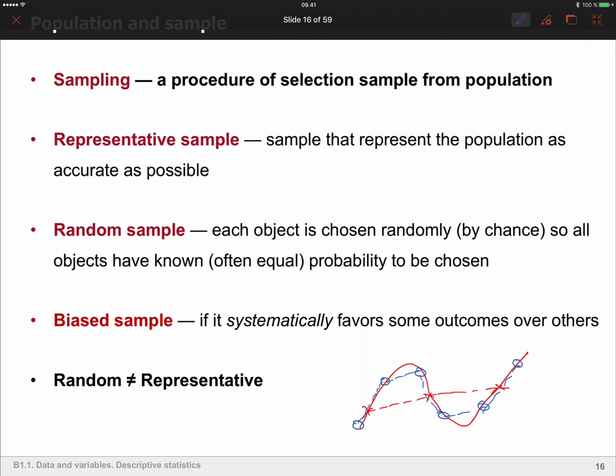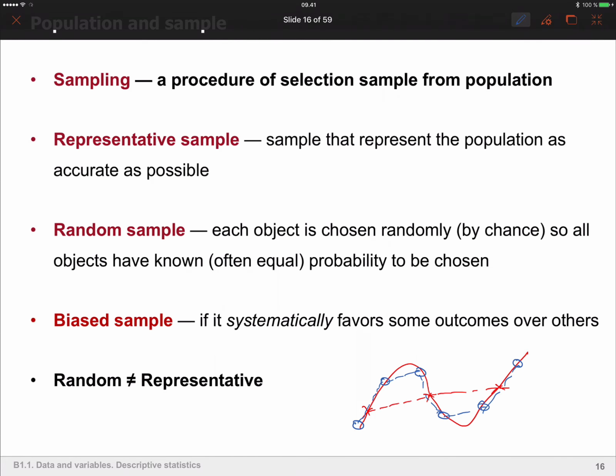Of course, in reality, it's not possible, but you should be as close to this as possible, because otherwise you will get wrong results. Okay. Once again, let me show you what a random sample or not random sample is.